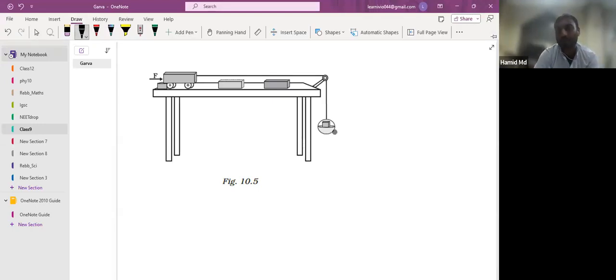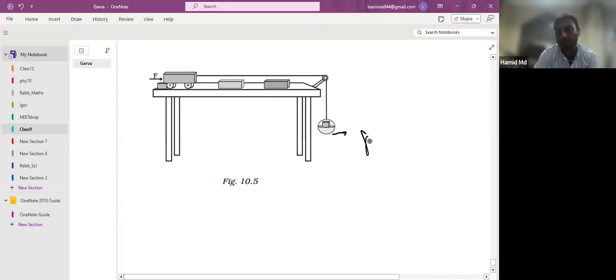This is a plate. On that plate, we have a weight M, right? We have the weight M. So if we do that, what will happen? If we hang this object, what will happen?